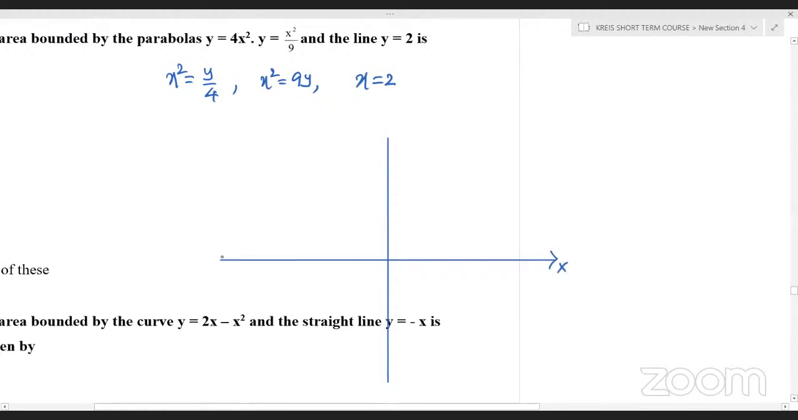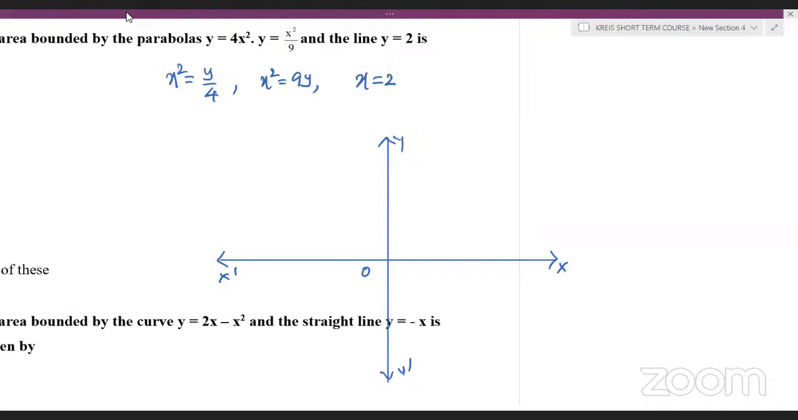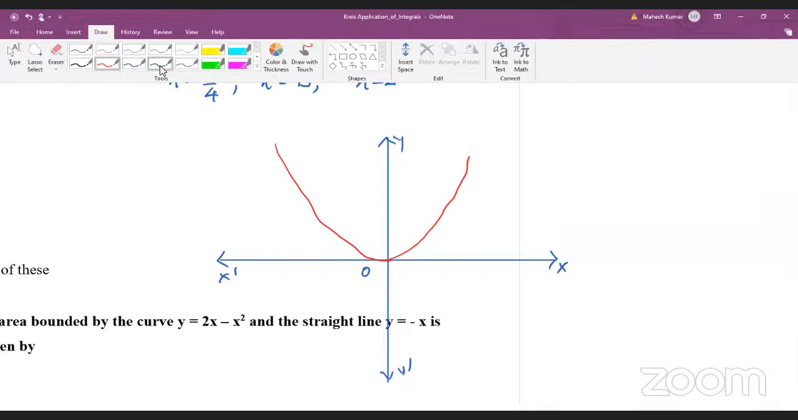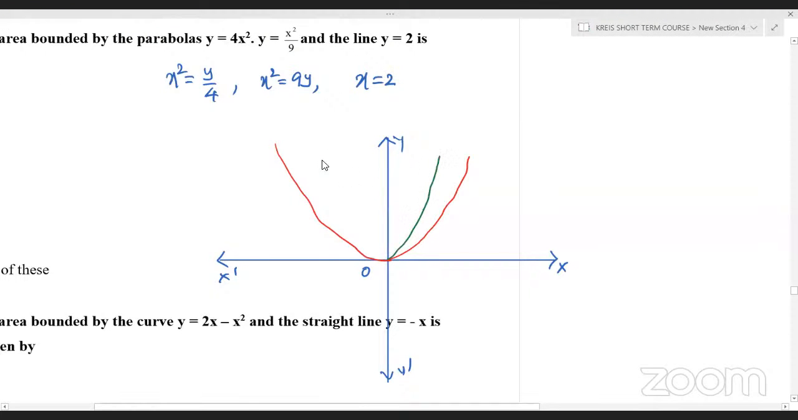So x-axis, negative x-axis, y-axis, and negative y-axis with origin as O. But here x squared is equal to y by 4, an upward open parabola with origin as vertex, right? So one will be like this. And another one again, x squared is equal to 9y, which is again an upward open parabola with origin as the vertex. x is equal to 2. So you may get the line like this, x is equal to 2. So this is the area you need to find out.